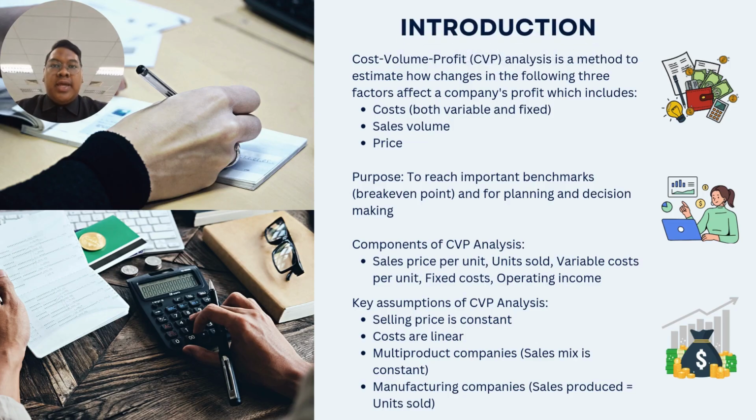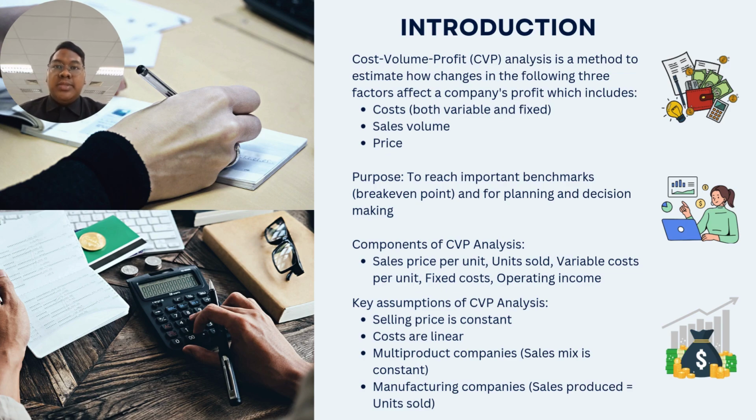Next, we will look at the introduction of this group project. So basically, this group project is about CVP analysis. So what is CVP analysis? CVP analysis is a method to estimate how changes in the following 3 factors affect a company's profit, which are cost, which includes both variable and fixed, sales volume, and also price.